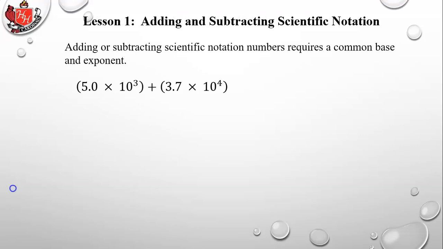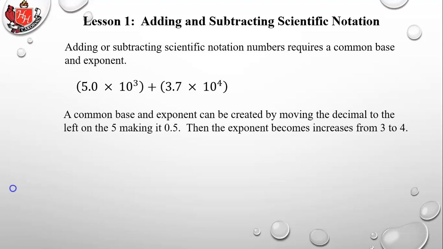Okay, adding or subtracting scientific notation numbers requires a common base and exponent. You won't do this very much in this class, if at all. But here we have 5 times 10 to the third plus 3.7 times 10 to the fourth. You can't add those two numbers because you have a 10 to the third and a 10 to the fourth. You have to get the same base and exponent. Now you could either turn the 10 to the fourth into a 10 to the third or the 10 to the third into a 10 to the fourth. That's what we're actually going to do, the second one.